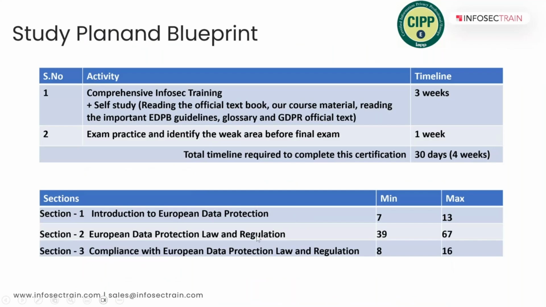Okay. So if you see on the screen, this is the minimum and maximum number of questions that you will be asked. Section 2 is the actual GDPR. So you can get a maximum of 67 questions out of the 90 questions, right? That is the reason I said section 2 is the most important section, which covers module 2 to module 11 except module 8.